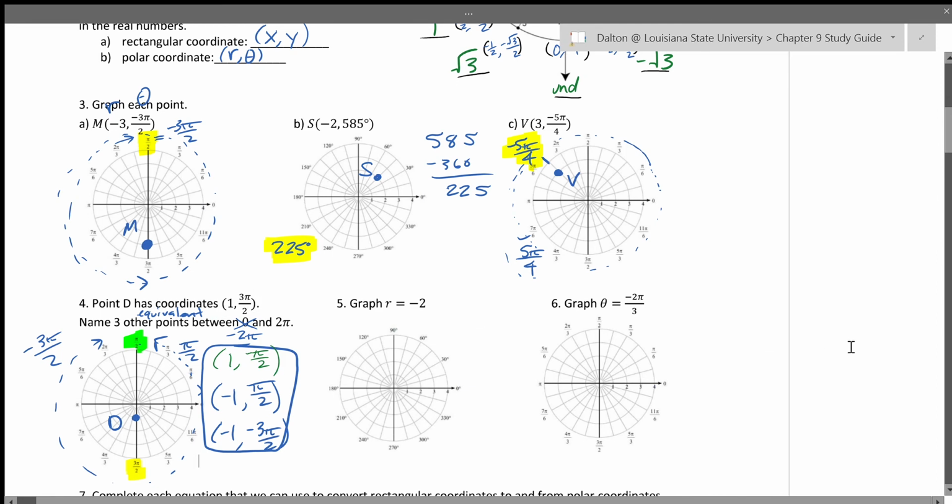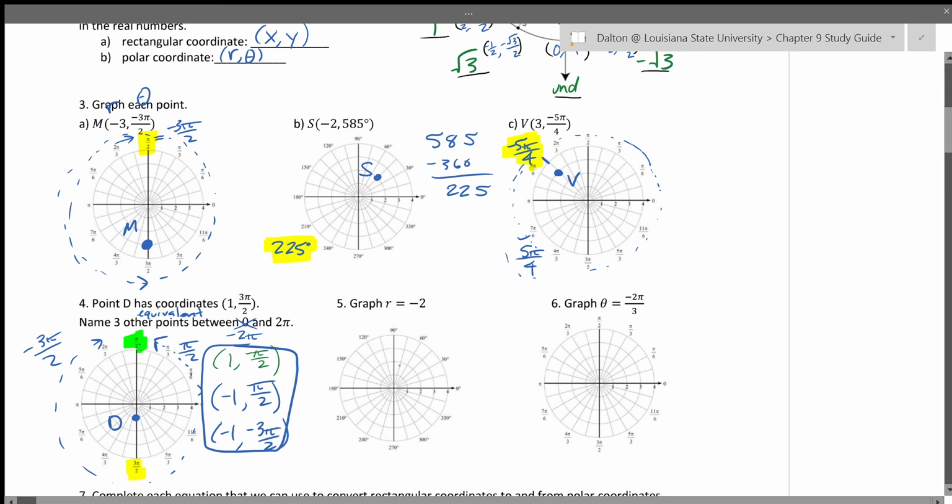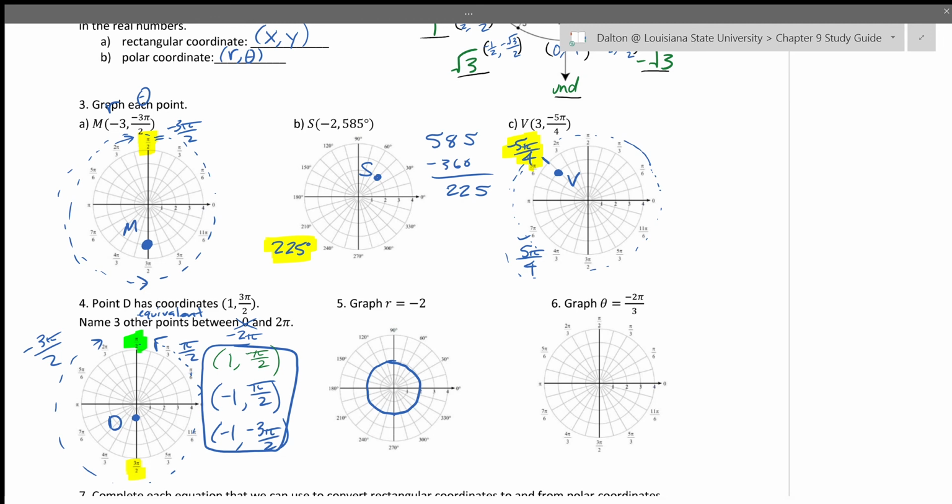Number 5, graph r equals -2. You've got to think about what this means. There are an infinite amount of polar equations that can have an r value of -2, so you're not just graphing one point, you're graphing a whole slew of points. -2 means you start at the pole and go 2 in the direction opposite your angle. We don't really know where that angle is, so we don't really know where opposite is. All I know is that wherever I am from the pole, I'm going 2 out all over the place. So 2 away from the pole on the entire polar coordinate plane would look like a circle with a radius of 2.